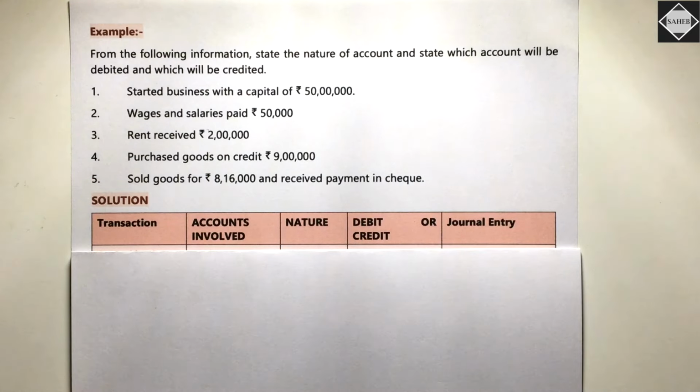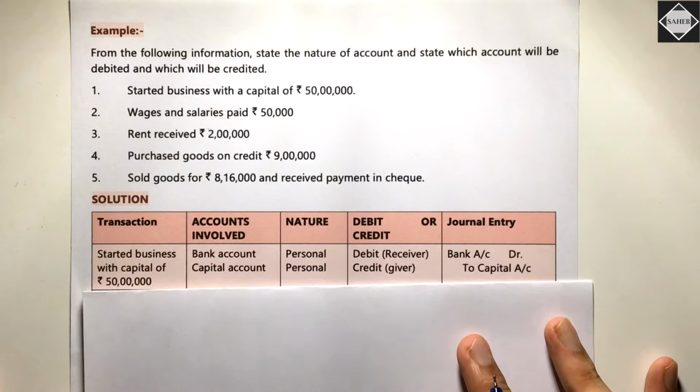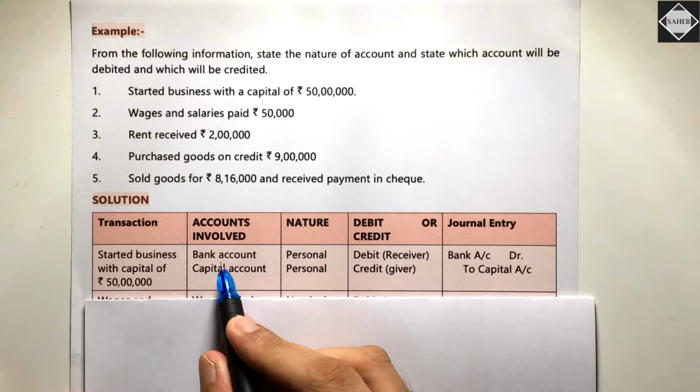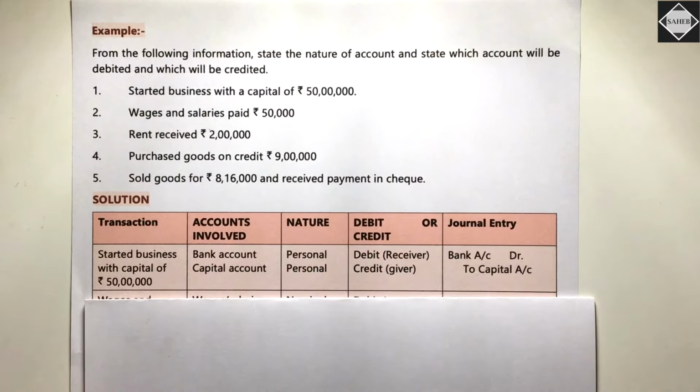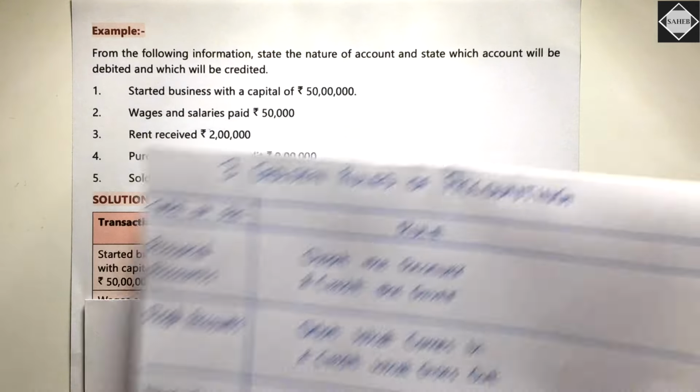Okay. So what has happened? The owner has provided capital over here, right? So two accounts are involved, you're saying. So see here, started business with capital of 50 lakhs, bank account is involved, capital account is involved. Now you need to understand in which category these two accounts are falling in.